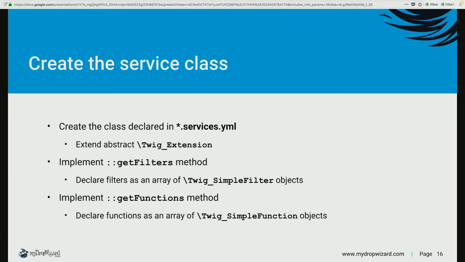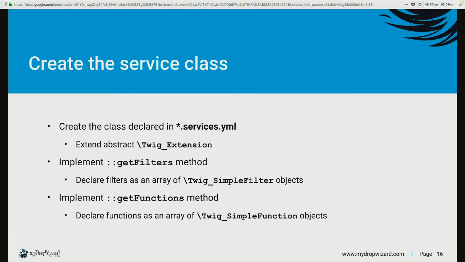Next, we'll actually need to create the class we just added to that service file. It's just a regular PHP class. You're going to extend the abstract Twig extension class. It's got basically empty implementations for all the methods it needs. From there, you just define which filters you're going to provide and which functions you're going to provide.